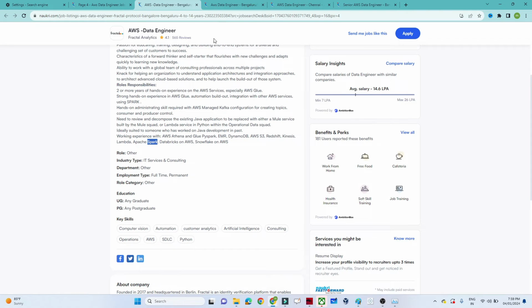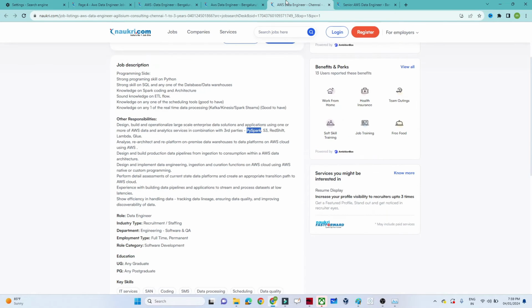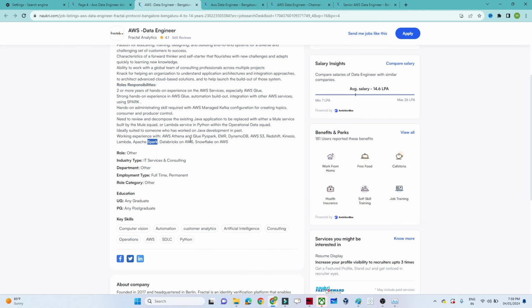Okay, if I show you another requirement here, they are asking for S3, Lambda, Redshift, Glue, EventBridge, RDS, etc. SQL is a must, and Python knowledge for data processing. If I show you another, here also they are asking for PySpark, S3, Redshift, Lambda, Glue, and all. So in all the requirements, mostly these are the common services.